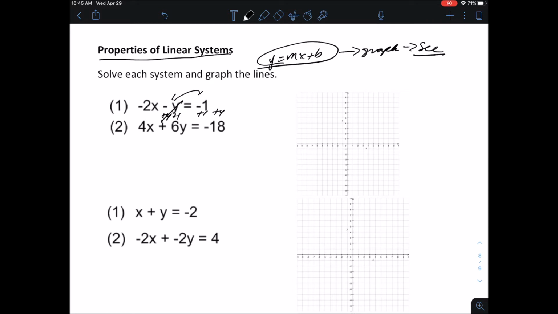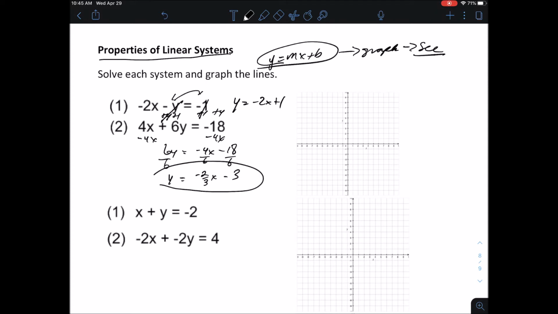So the first one, I'm just going to add y, add 1, add y, add 1. So these cancel, and I get y is negative 2x plus 1. Okay, over here I'm going to move over 4x. 6y is negative 4x minus 18. Divide everything by 6, and I get y is negative 2/3 x minus 3.